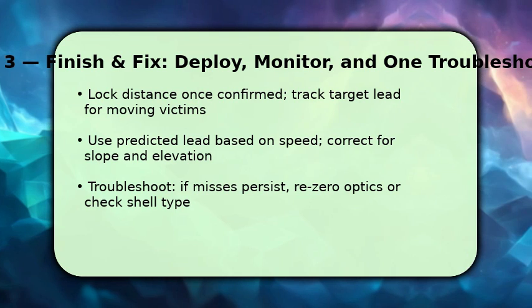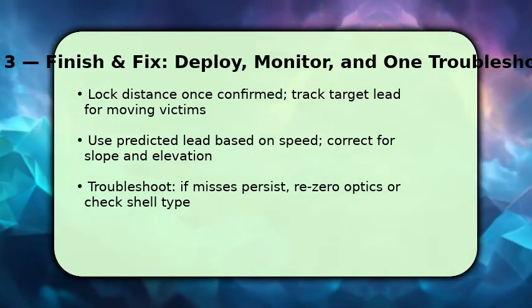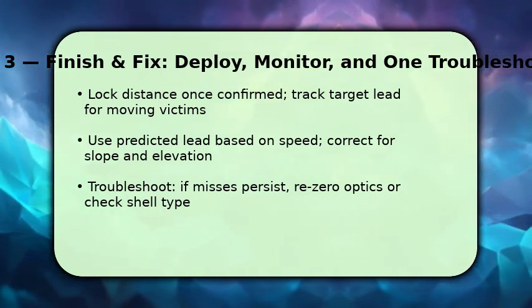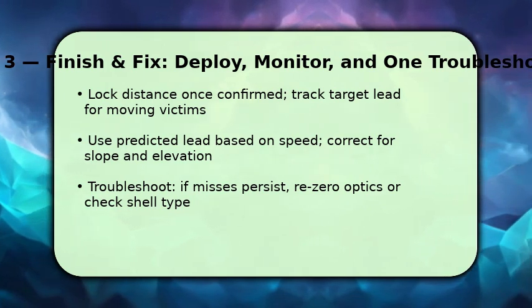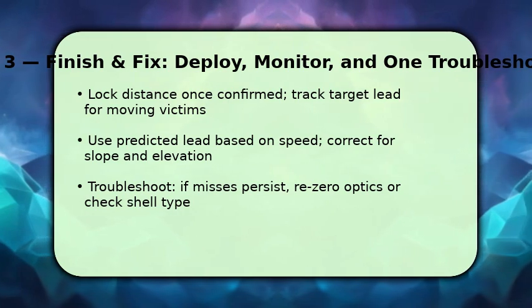If rounds keep missing, stop and re-zero your sights, verify you selected the correct shell type, and confirm magnification. These are the usual culprits. A quick recheck prevents wasted salvos and gets you back to accurate, repeatable fire.